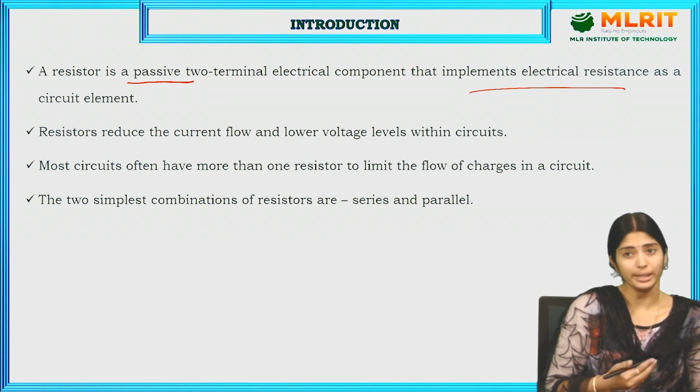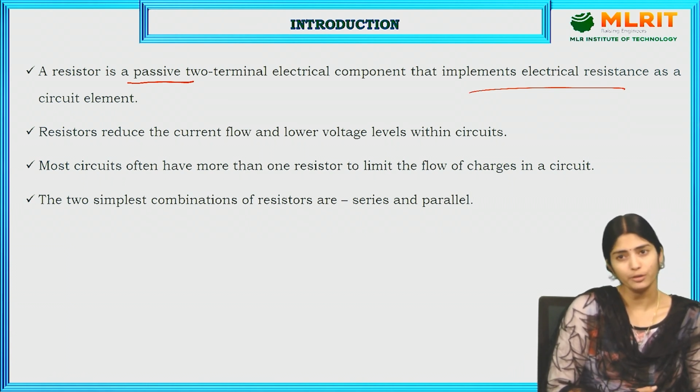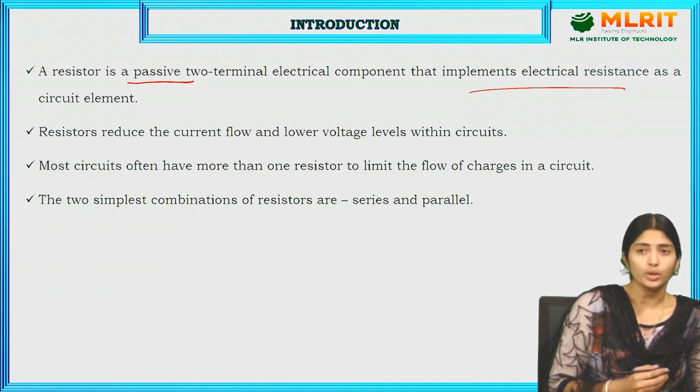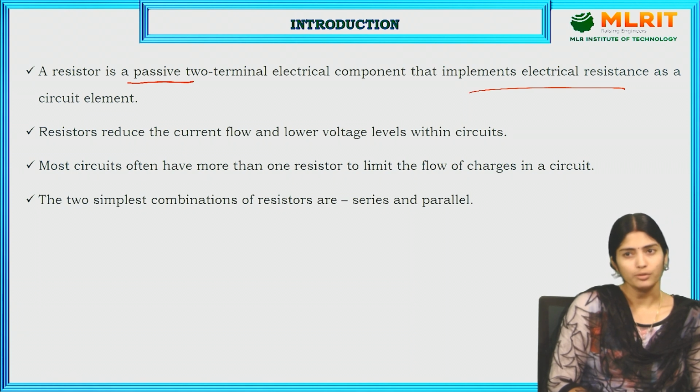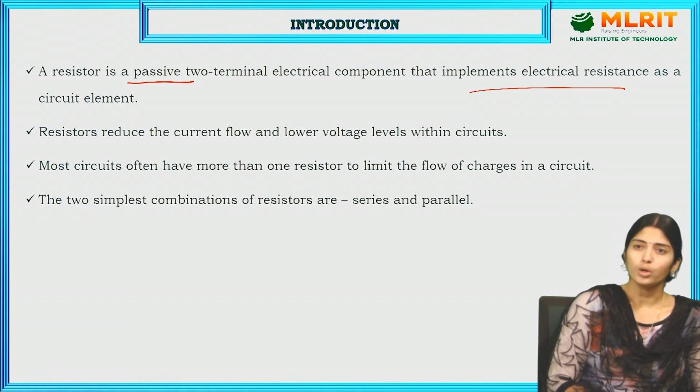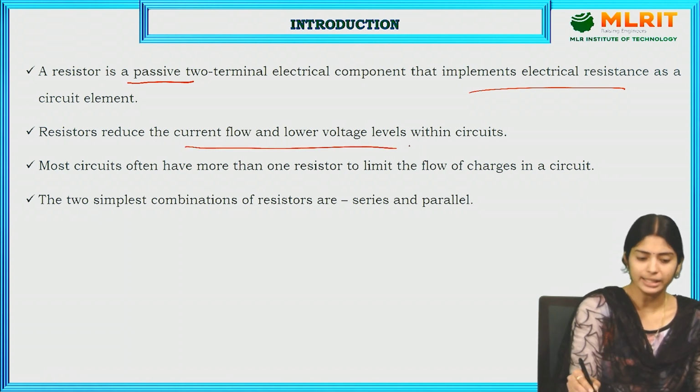So its property is resistance. What is the property of resistance? To oppose the flow of electrons through it. A resistor will reduce the current flow. Why? According to the property of the resistor, it opposes the flow of electrons. If we are opposing the flow of electrons, the current flow will be reduced automatically. If there is a reduction in the current flow, there will be low voltage levels at the output. So all these are interconnected with each other.